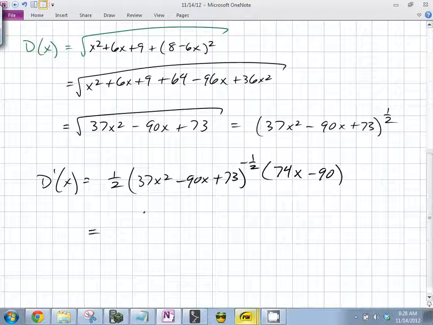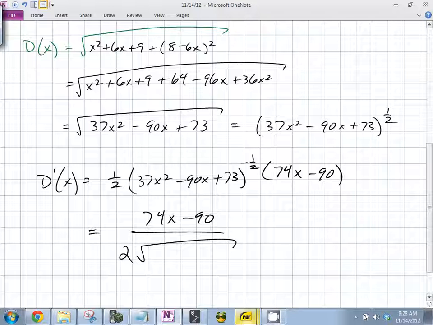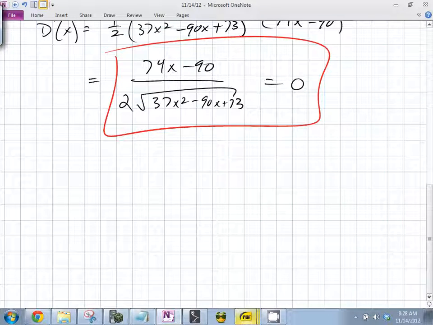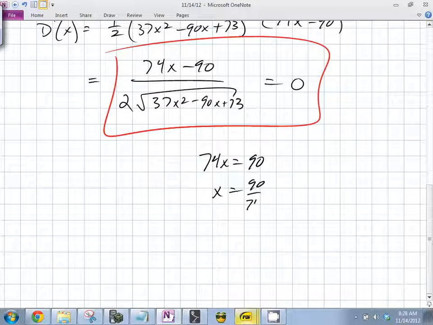What does that equal? That's 74x minus 90 over 2 times the square root of 37x squared minus 90x plus 73. And you're interested in when that's equal to 0. You're interested in solving this equation right here, right? What's the only way to make a fraction equal to 0? Numerator equals 0, so 74x has to equal 90, so x is equal to 90 over 74, which is 45 over 37.